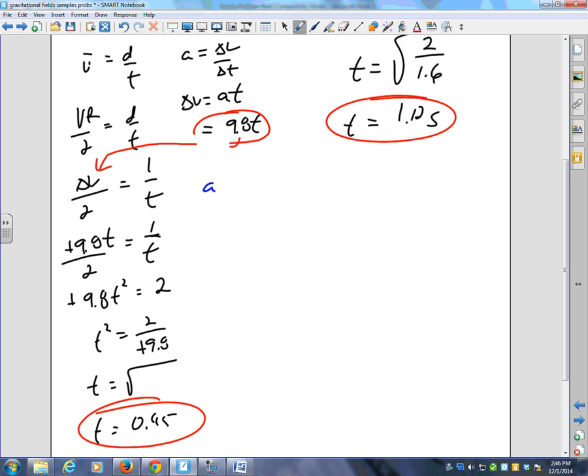A equals delta V over delta T. Acceleration is 9.8, change in velocity, my time is 0.45. Change in velocity is 4.41. So on the Earth, when you drop it, it's going to be going 4.41.